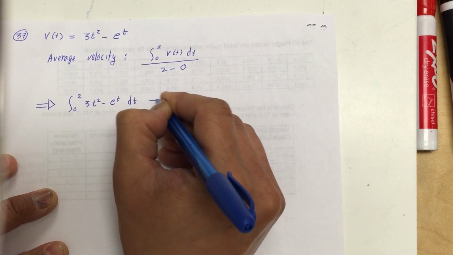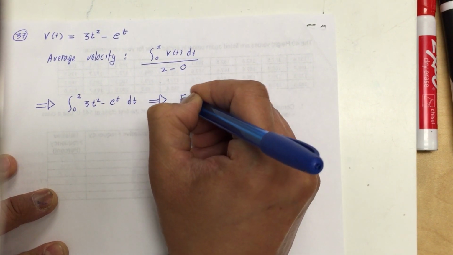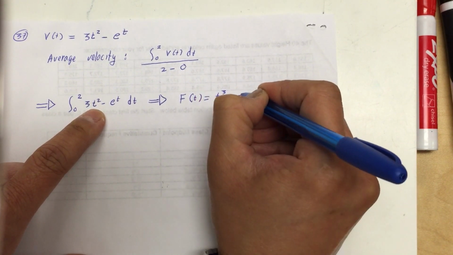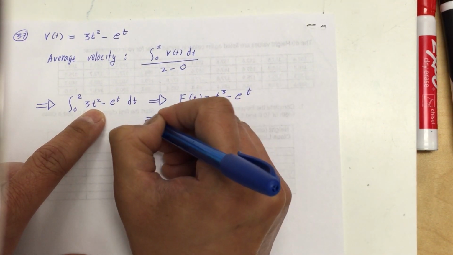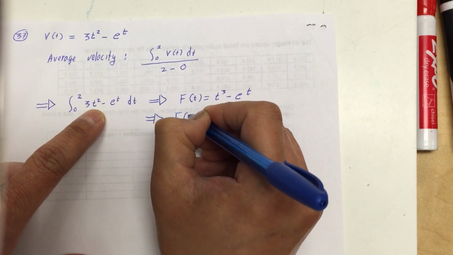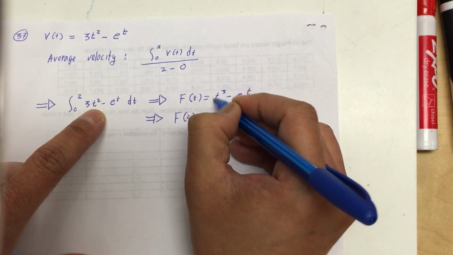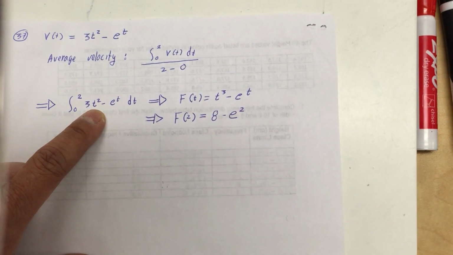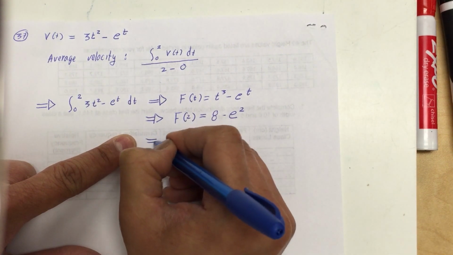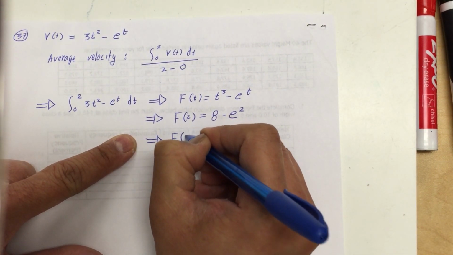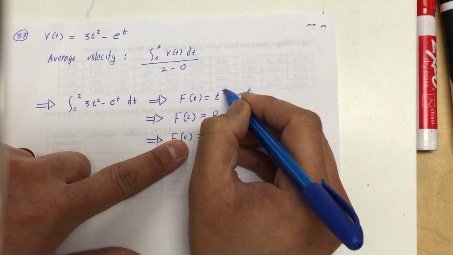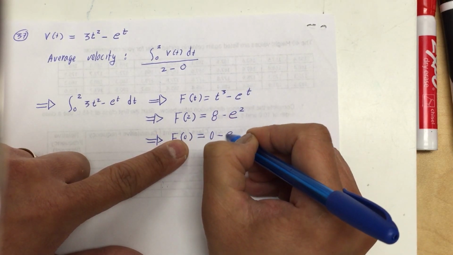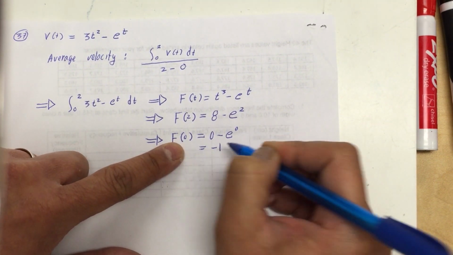Okay. We need to find the antiderivative function, which is t to the third minus e to the t. We will now evaluate that at 2. So when we plug 2 in here, we're going to get 8. When we plug 2 in here, we are going to get e squared, right? Now we need to do the same thing, but evaluate it at 0. So plug 0 in here, we're going to get 0. And when we plug 0 in here, that simplifies to be -1.